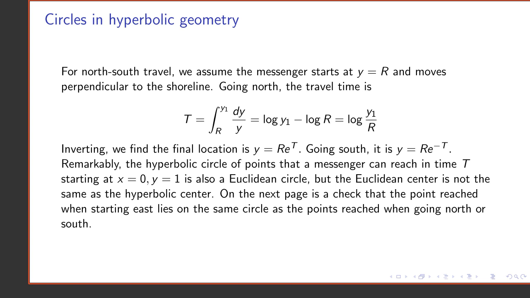That's nice. It means that as t approaches infinity, the messenger is just reaching the shoreline at y equals 0. Now it turns out that the hyperbolic circle, that is, the points that the messenger can reach in time t, is also a Euclidean circle, only the Euclidean center of the circle is not the same as the hyperbolic center of the circle.